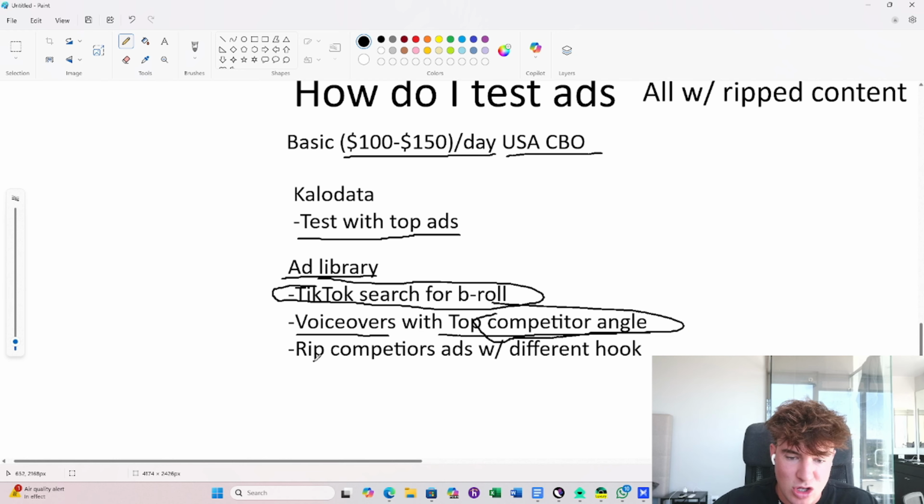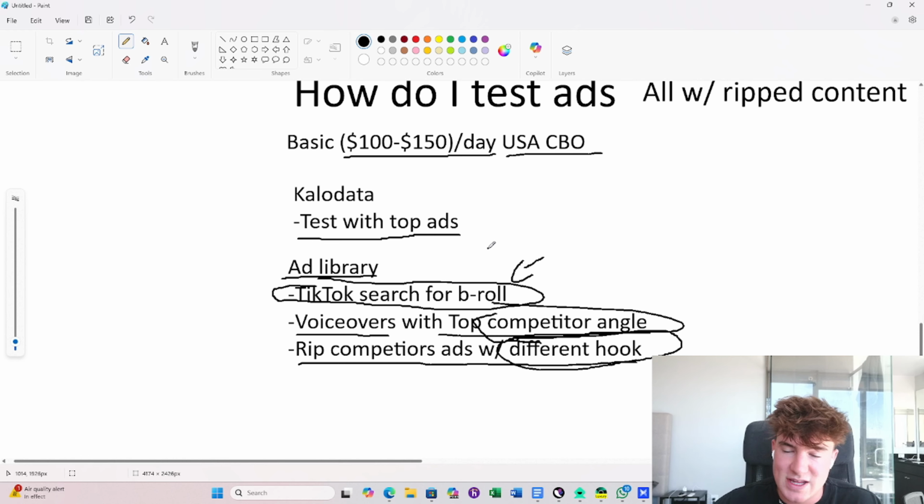Also, the last thing you can do is rip the competitor's ads, but just change up the hook. So let's say they have a body with a bunch of B-roll and AI voiceovers on it. You can just take all of that, but then come up with a different hook with AI VOs. You can also put in maybe some TikTok B-roll of the product getting used at the start, just something like that. That's basically how you're going to get content if you found the product on Facebook ad library and you don't really have any UGC to rip off Kalodata.